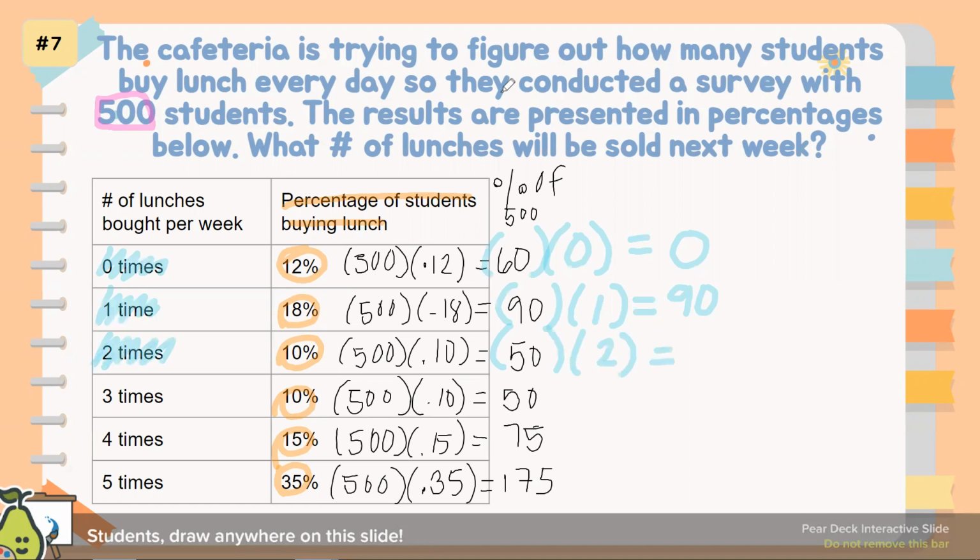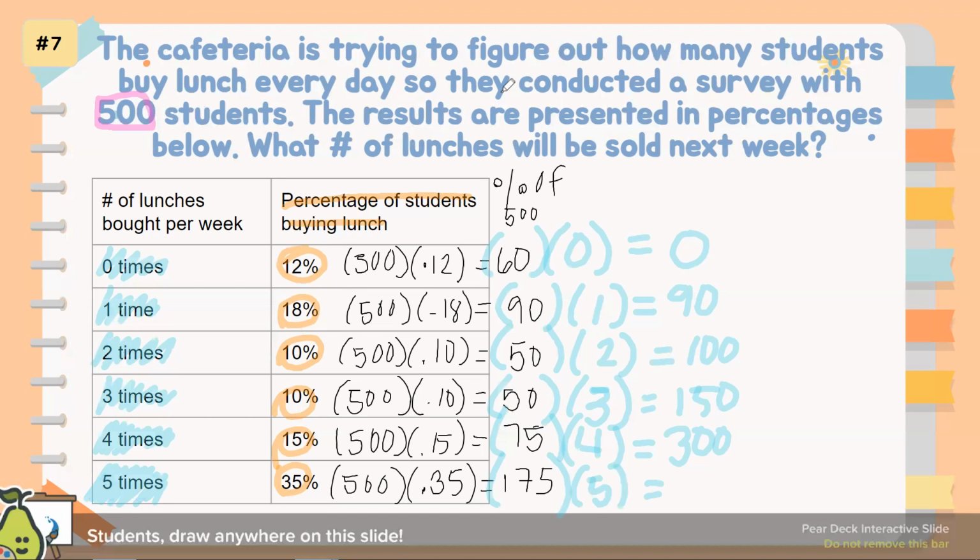And if students buy lunch 2 times, then that means 50 times 2 gives us 100 lunches that they're going to purchase. 3 times is going to give us 150 lunches that the cafeteria has to make. If someone decides to buy lunch 4 times, 75 times 4 gives us 300. And lastly, if someone decides to buy lunch every single day of the week, 5 times a week, they're part of our 35%. That's going to give us 875 lunches for that.